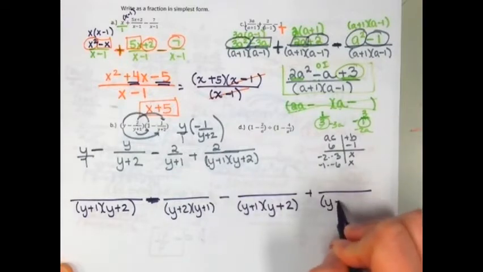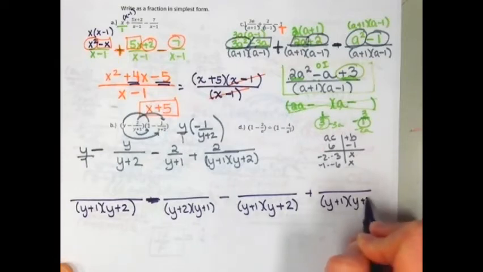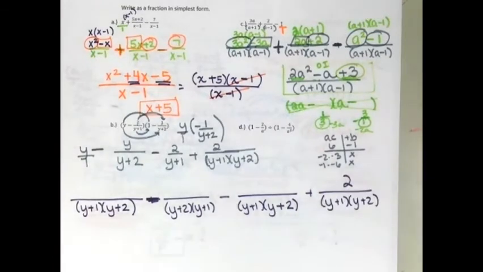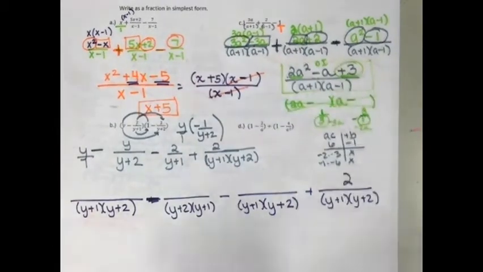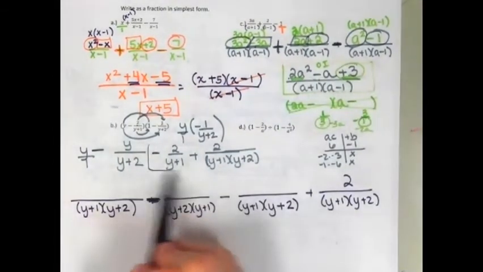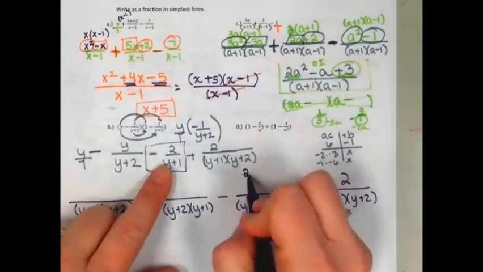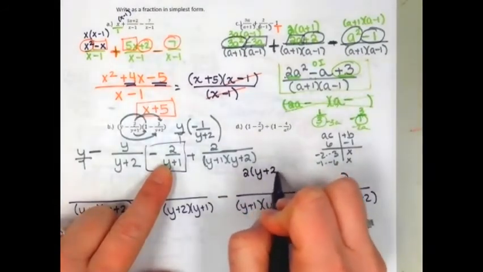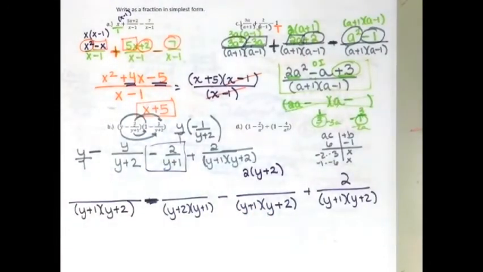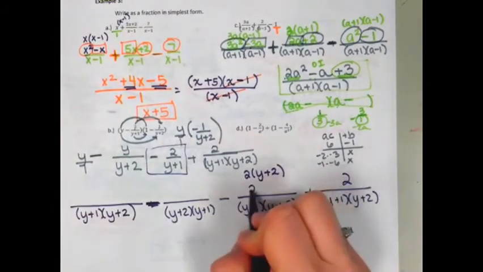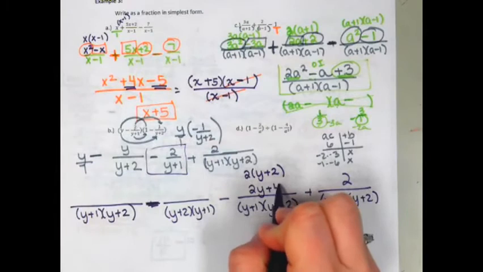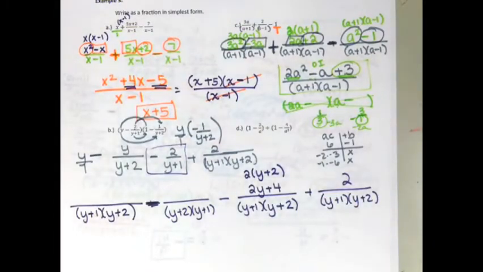What do you guys notice about the last one? So I'm going to leave that 2 there. Okay. All right, I'm going to do this one first. Let's do this one first. What's the difference between y plus 1 and y plus 2? Y plus 2. So am I going to multiply 2 times y plus 2? And what's 2 times y plus 2? 2y plus 4. Is everyone okay with that?